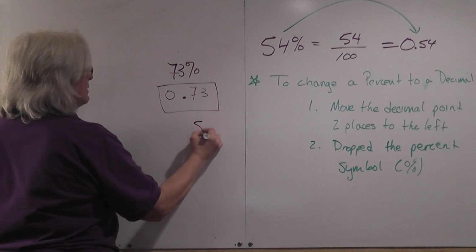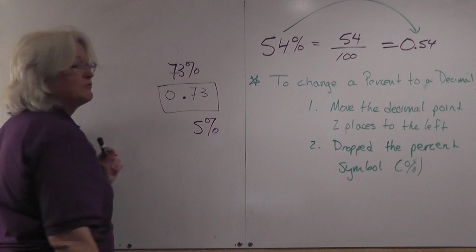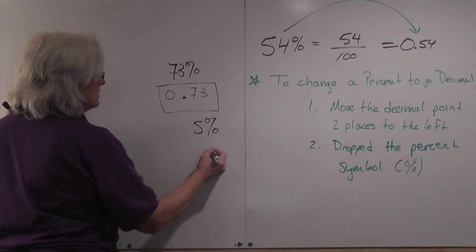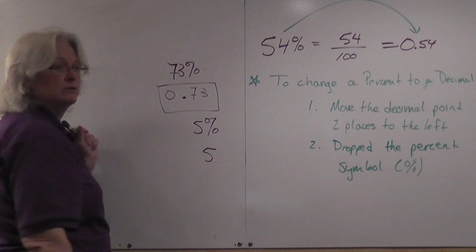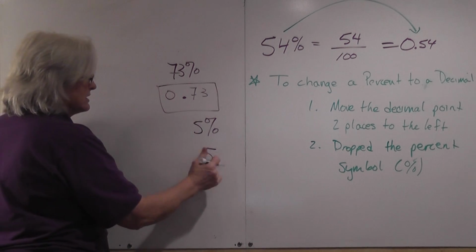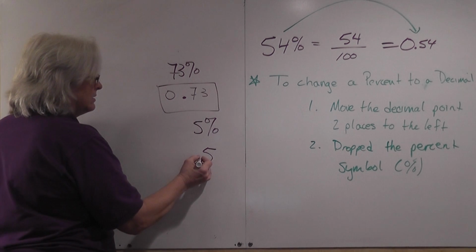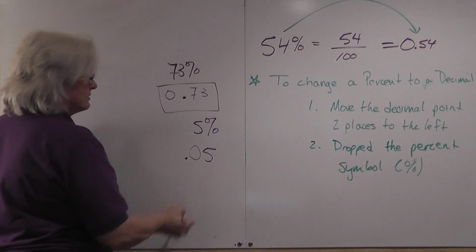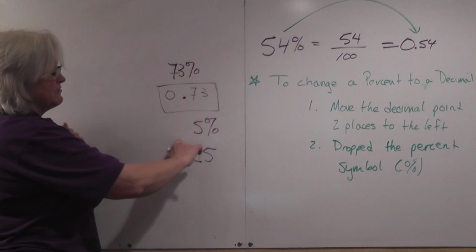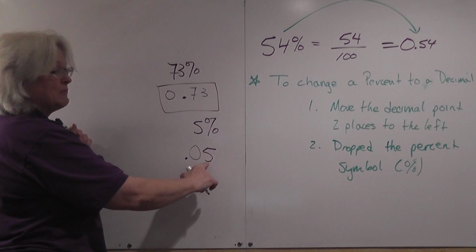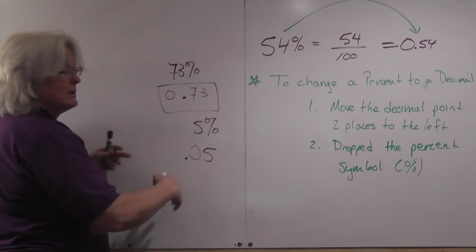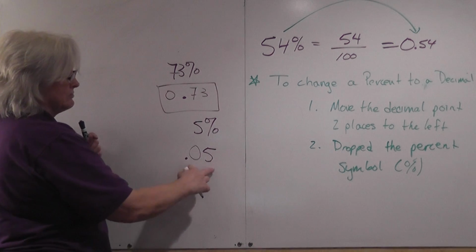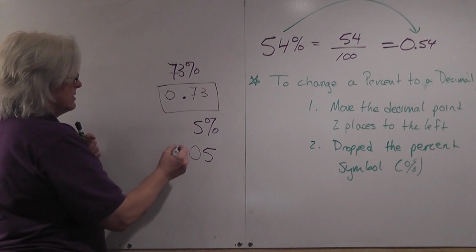Now, what are we going to do, however, if we have 5%? We want to move that decimal point 2 units to the left, 2 spaces to the left. So we go 1, oh, there's not a space here. Add a 0 if necessary. 5% is 5 hundredths, or 5 over 100.